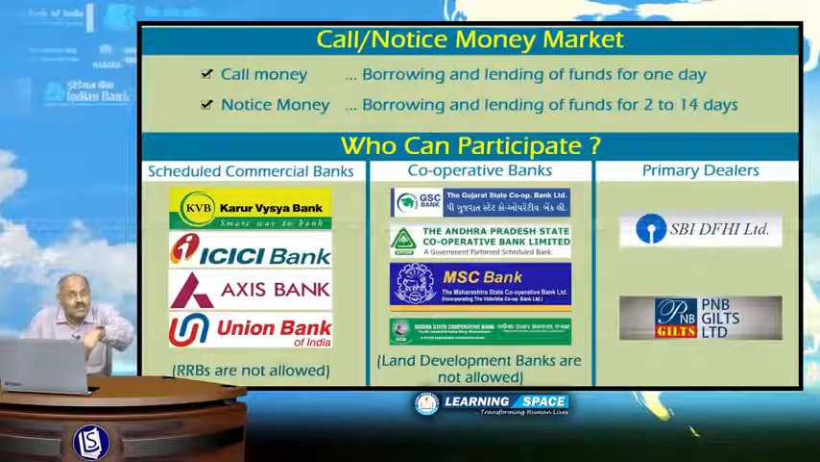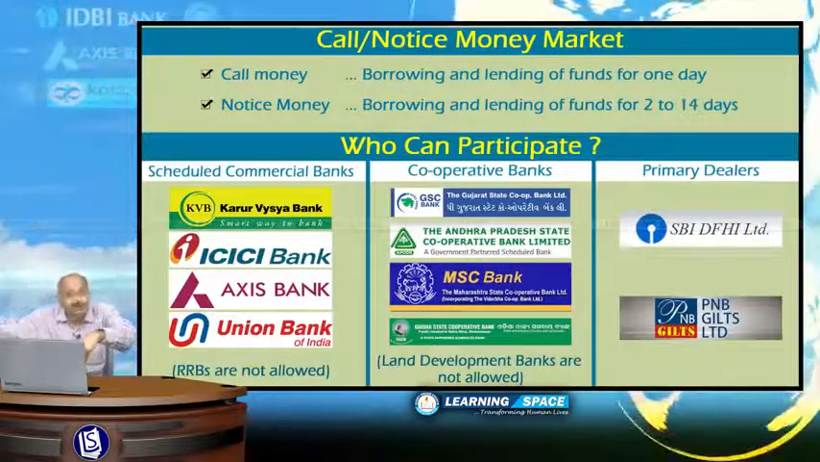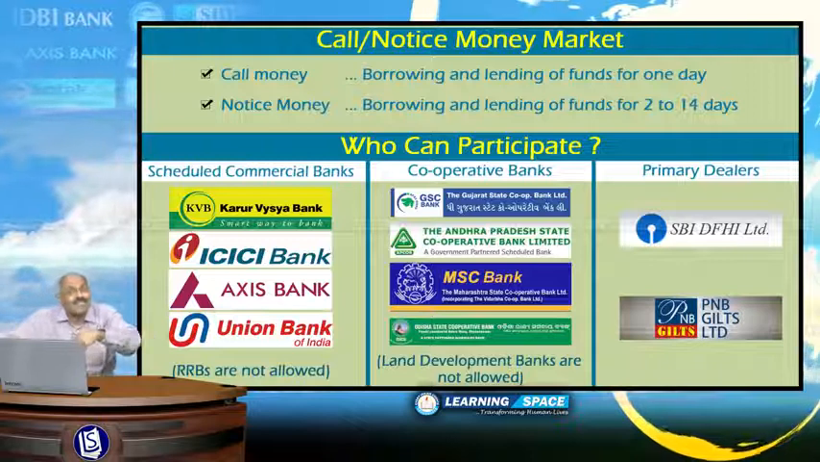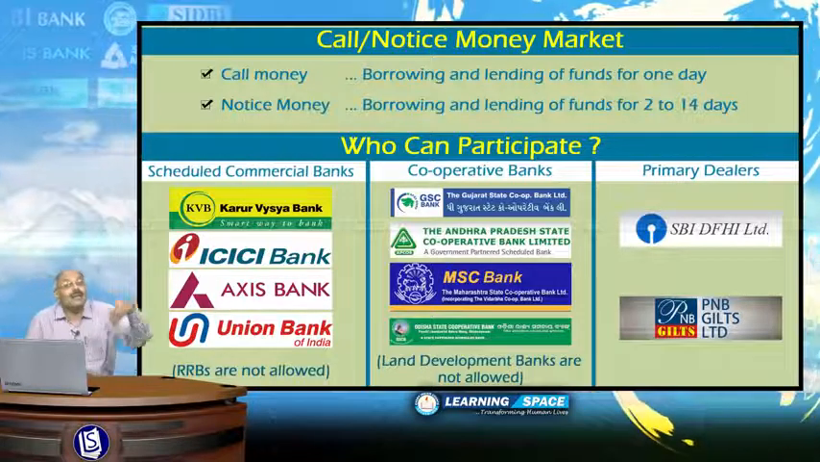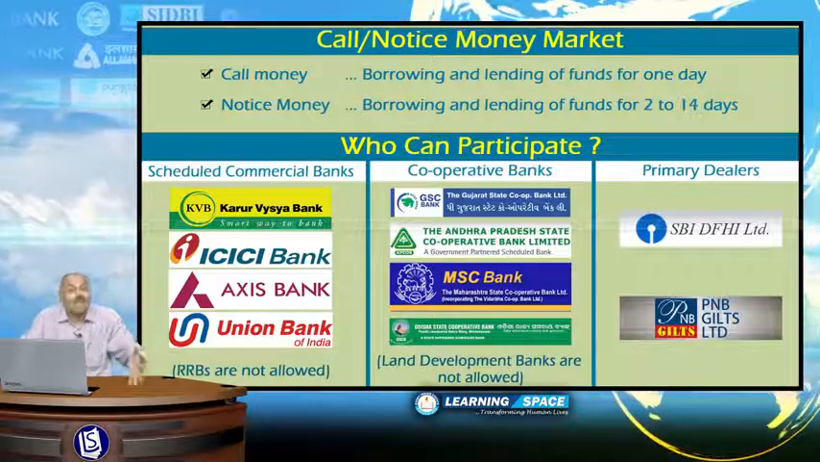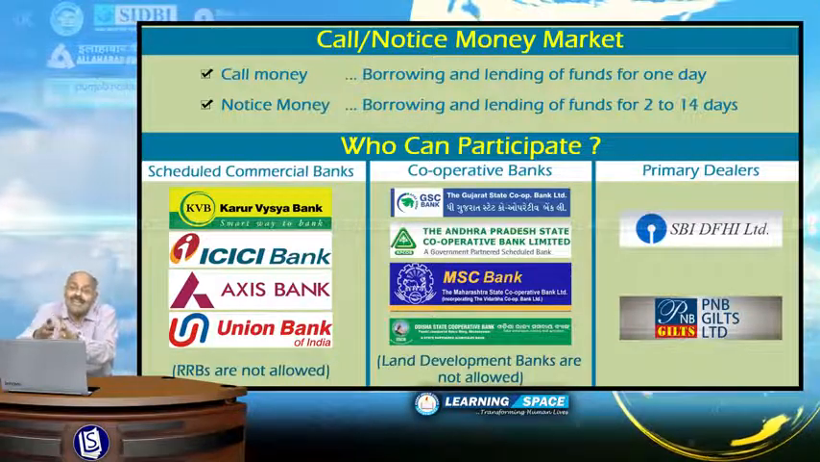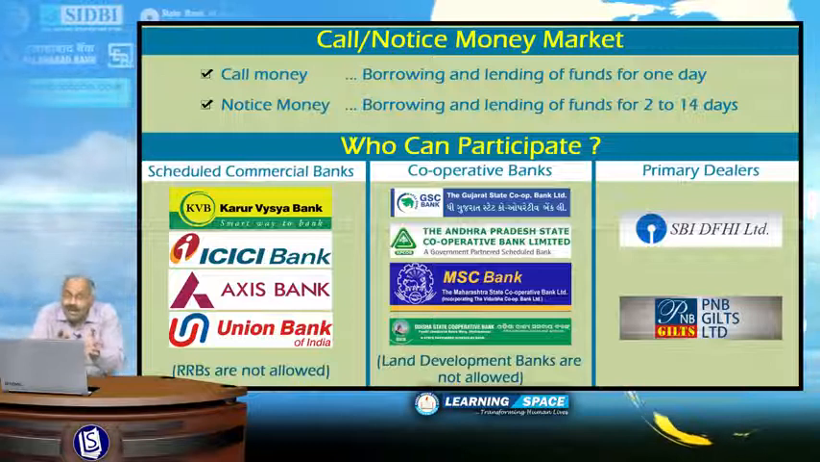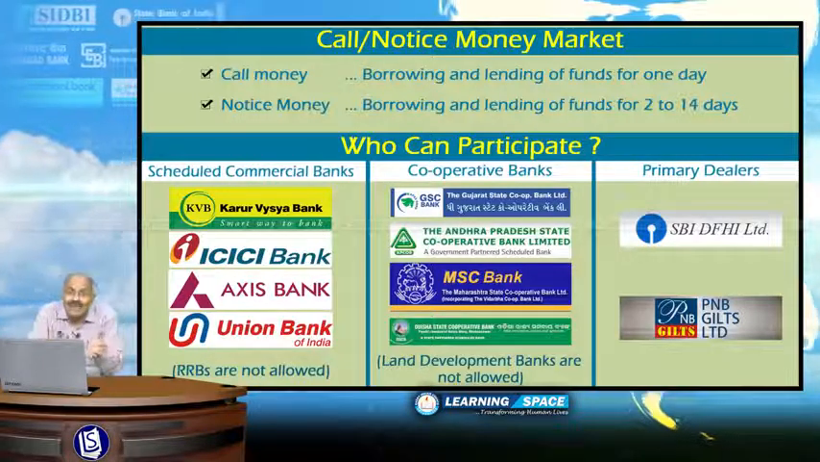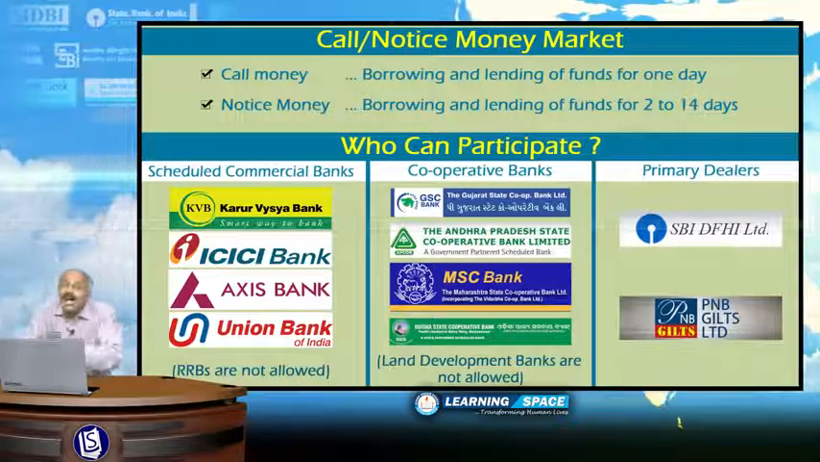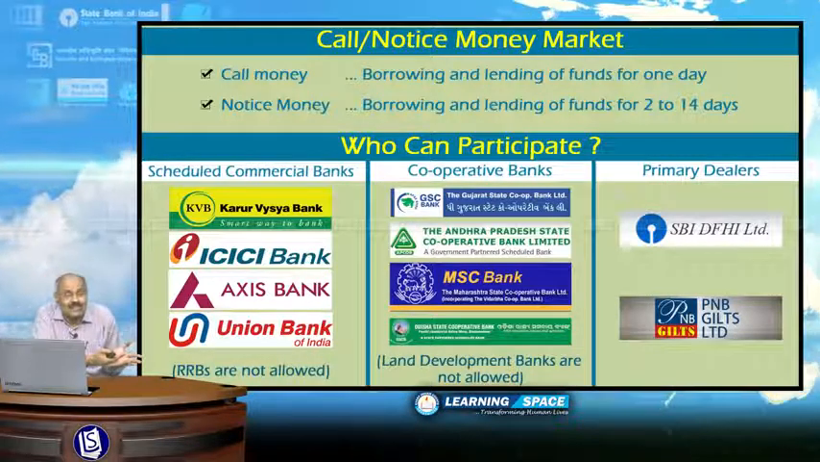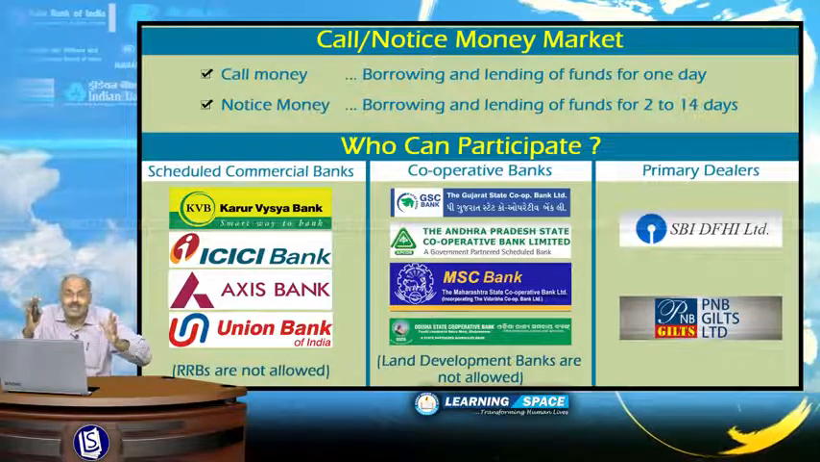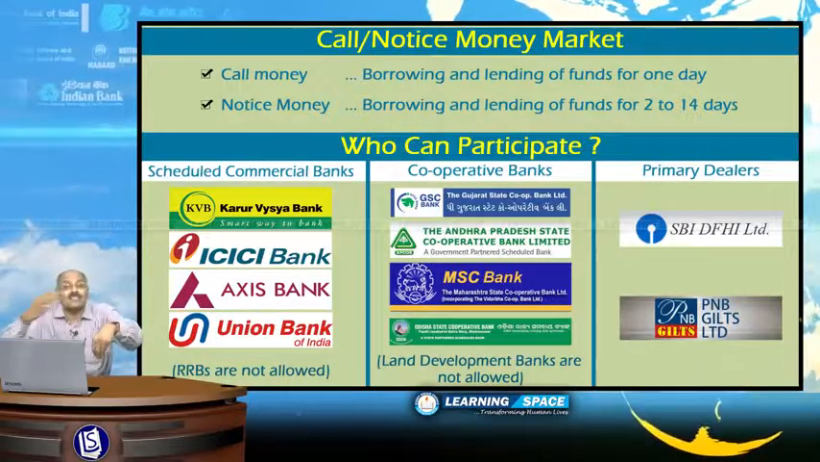So all the scheduled commercial banks participate, the exception being regional rural banks, which are not allowed to participate. All the scheduled cooperative banks, but the exception is land development banks, which are not allowed. And the primary dealers. Who are these primary dealers? Primary dealers are the institutions who transact in government securities and money market instruments. So these are allowed to participate in call money operations. Call money operations are basically borrowing for 1 day or 2 days or 3 days.